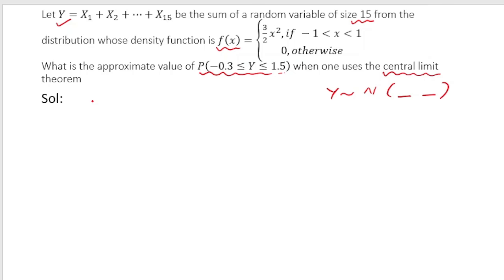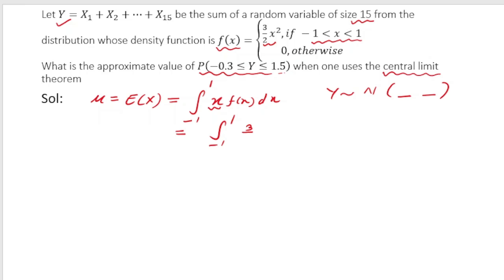So how do you find the mean? If I call the mean mu, then mean is the expectation of X, and it is calculated as the integral of x into f of x dx. Here you can see that the random variable X can take values between -1 and 1, so I will calculate it from -1 to 1. Here it is 3 by 2 x square into x, so it becomes 3 by 2 x cube dx. You can clearly see that this is an odd function, so its integration will be 0.